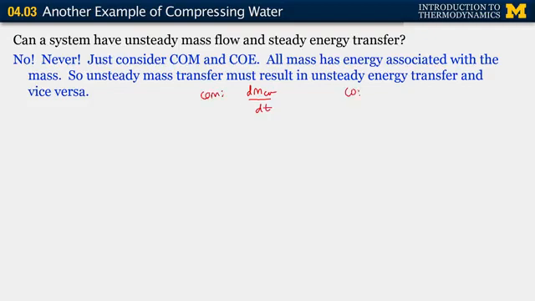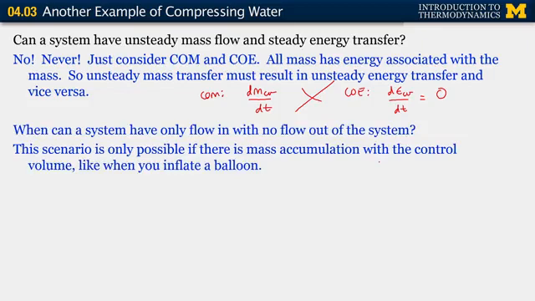And now the second part of that statement said there's steady energy transfer. So that's saying that the change in the energy associated with the control volume is zero. You can't possibly have these two assumptions occur at the same time. If there's mass in the control volume, it has energy associated with it. And if that mass transfer is unsteady, then the energy transfer has to be unsteady.